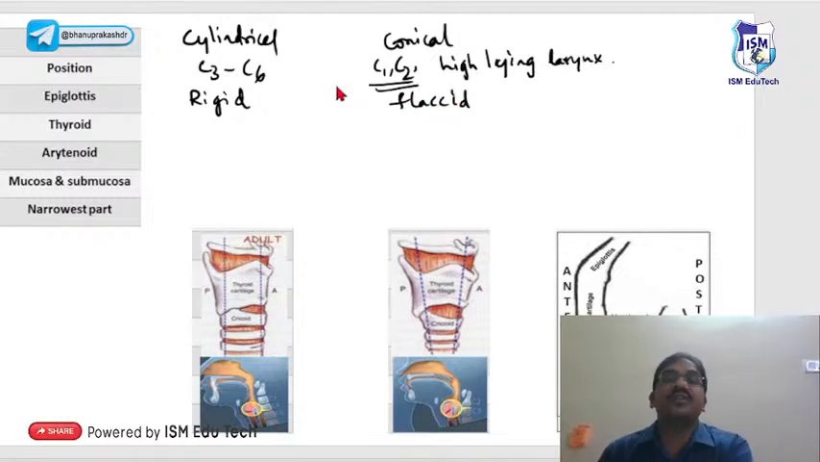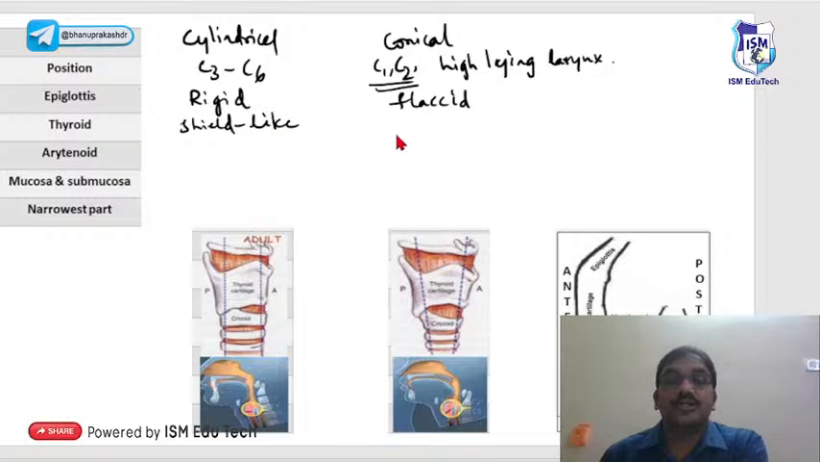And the epiglottis here is obviously rigid in adults, whereas it will be a bit flaccid in children. Obviously when you are born, all the cartilages will be a bit weaker only. As you grow, as you age, there will be an ossification process going on, and they will become stronger. And the thyroid cartilage is shield-like in adults, but in case of children, it is a bit flat. And arytenoids are also rigid in adults, flaccid in children.